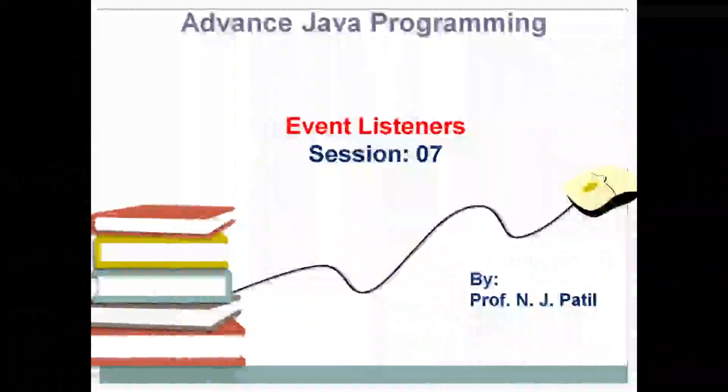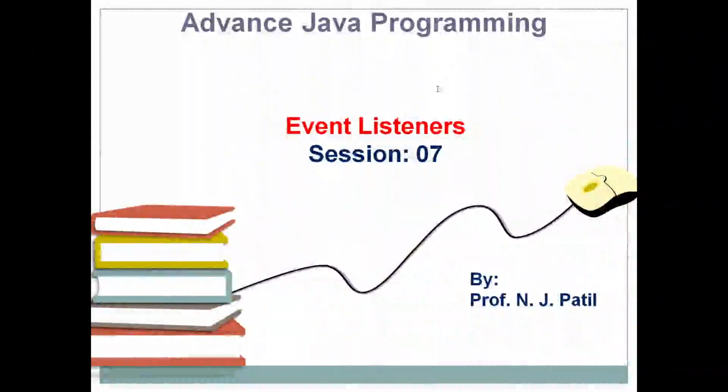Hello students, welcome back. In the last session we discussed event handling steps. The steps were: create a GUI, identify events to be handled, create an event listener class and implement listener methods, and lastly register the event listener with the source. In today's session we will discuss different event listeners.